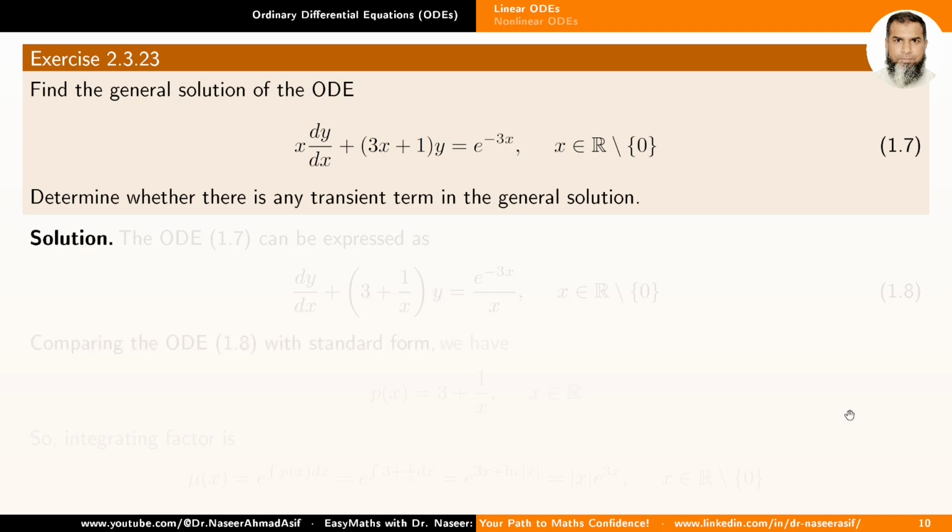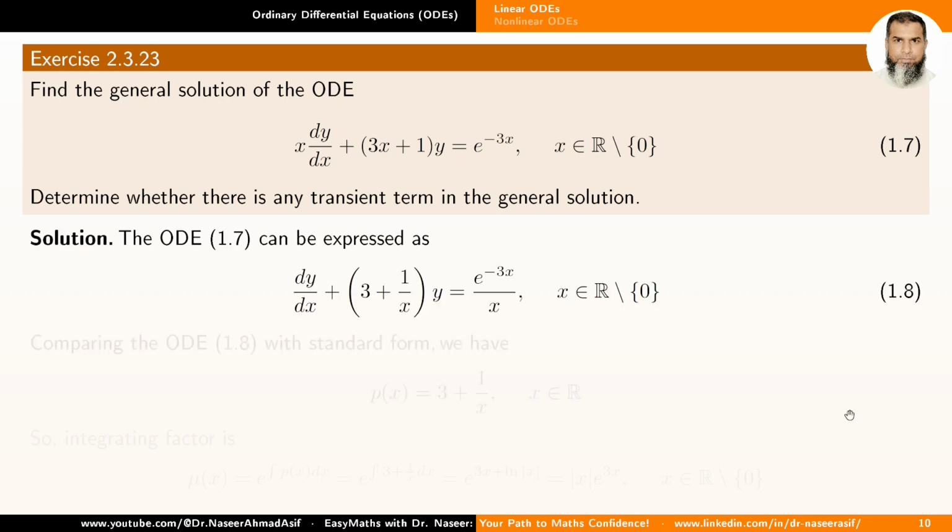We'll see solution. The ODE 1.7 can be expressed as dy by dx plus 3 plus 1 over x into y is equal to exponential of minus 3x over x where x belongs to R other than 0. Comparing the ODE 1.8 with standard form, we have p of x is equal to 3 plus 1 over x where x belongs to R.